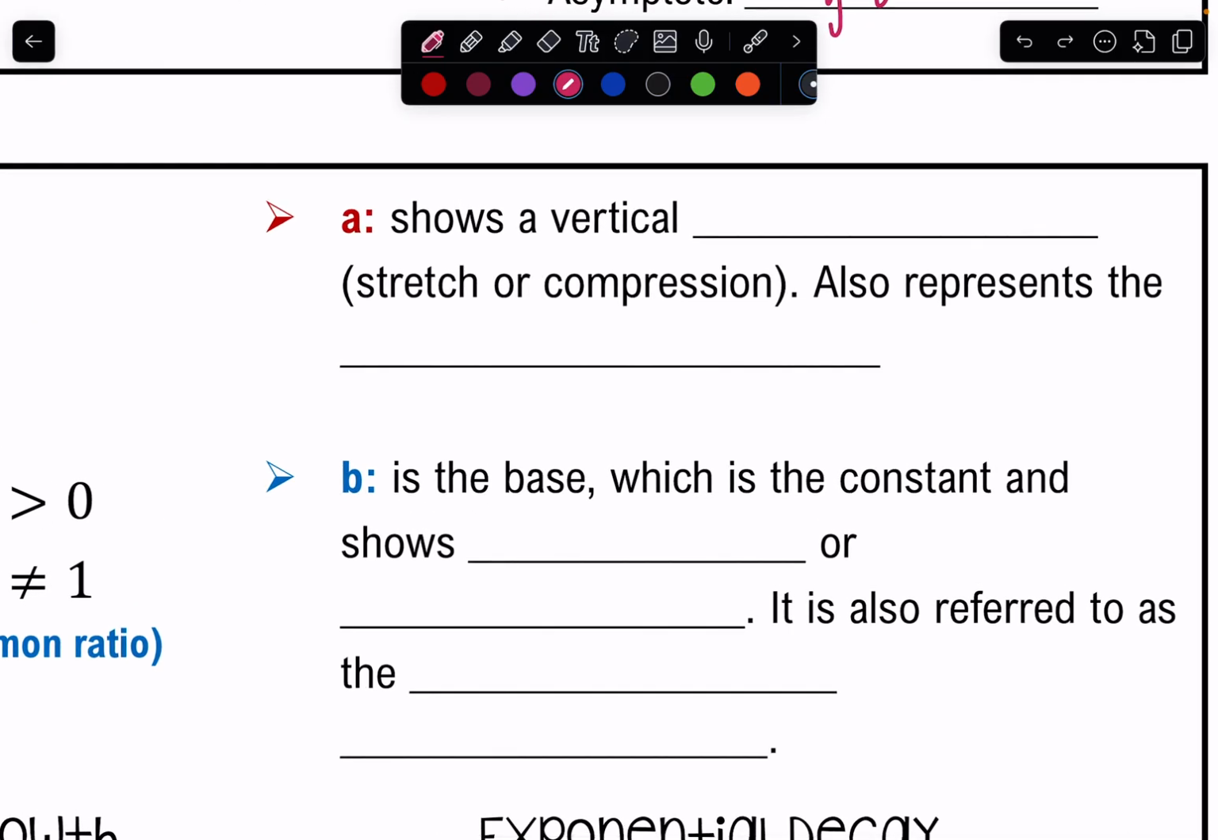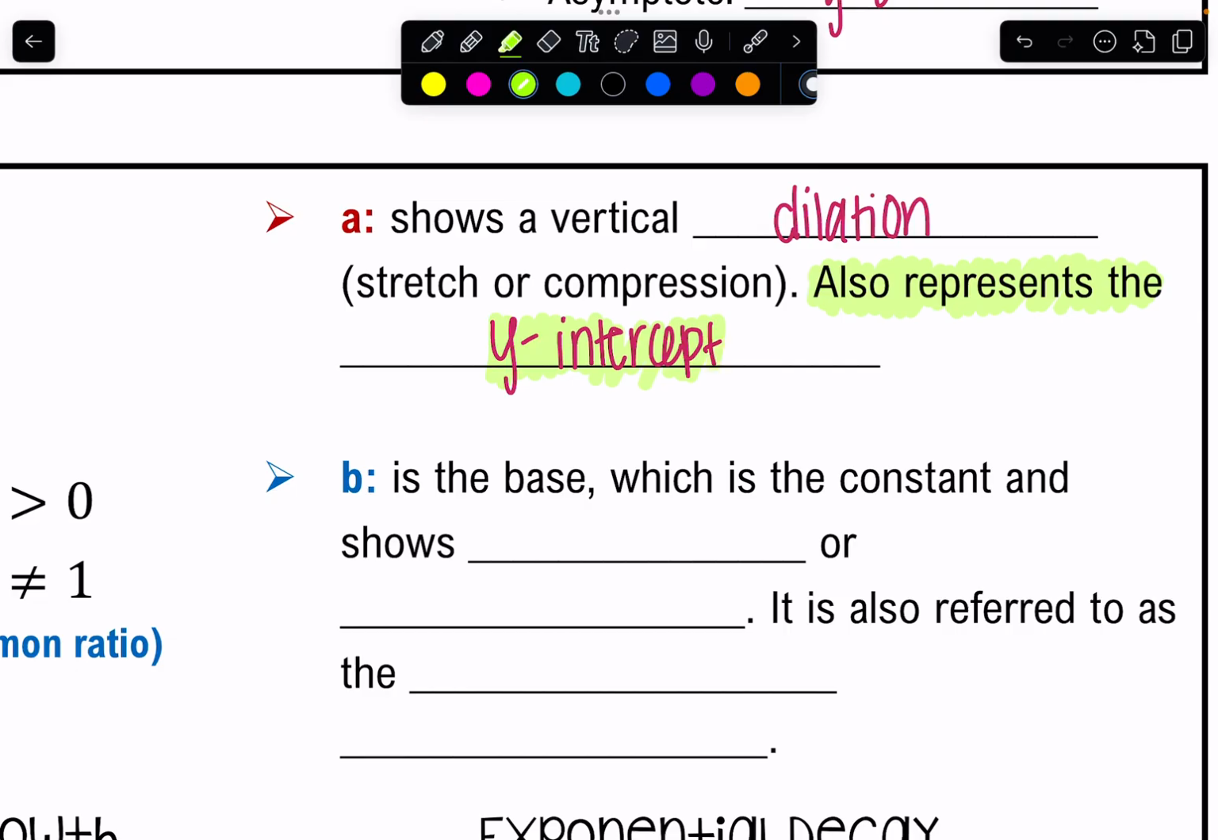A is the vertical dilation, really our stretches or our compressions, right? So that at least is similar. This is also going to represent the y-intercept, and this is very key, okay? This function is, again, very different than the rest of them, so the letters represent different things. So in this case, A is going to represent the y-intercept.